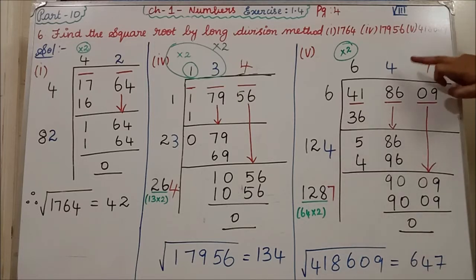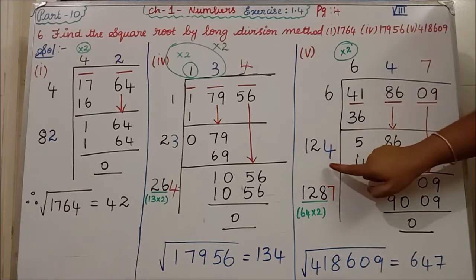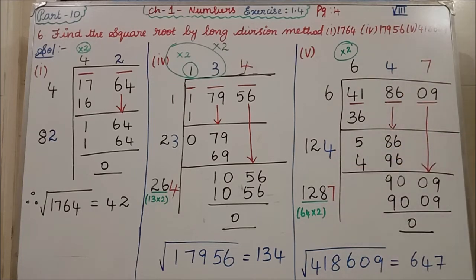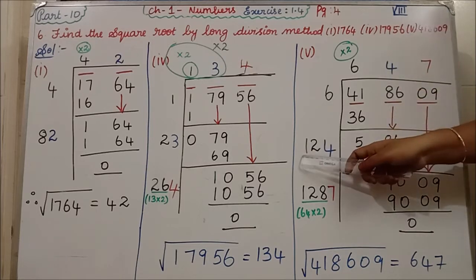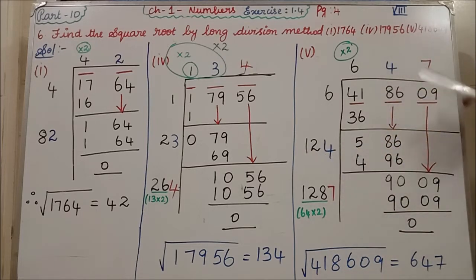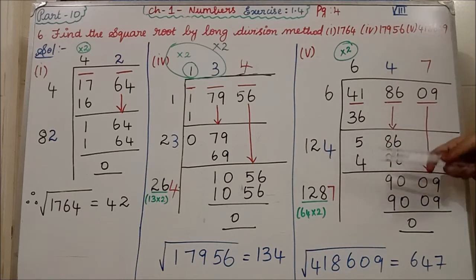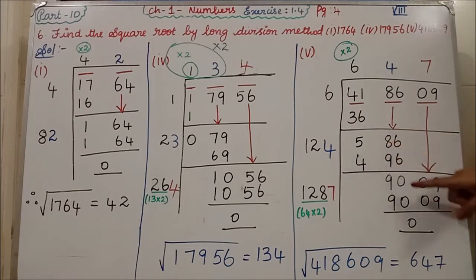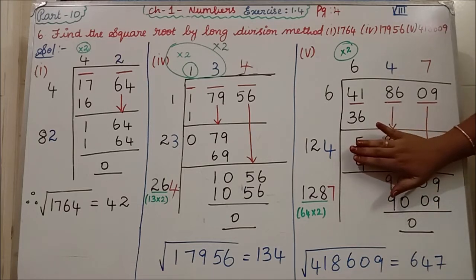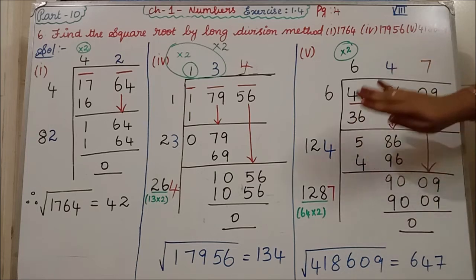First we will try with 4. If I write 4 here, the same 4 here also I have to write. Here 4 into 124, I am getting 496. Clear? So now here if we are subtracting, I am getting 90. Then bring down this 09. Okay. Now we have completed the second step. Then we are going from the second step to third step.